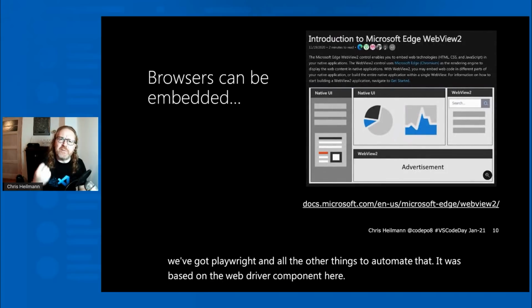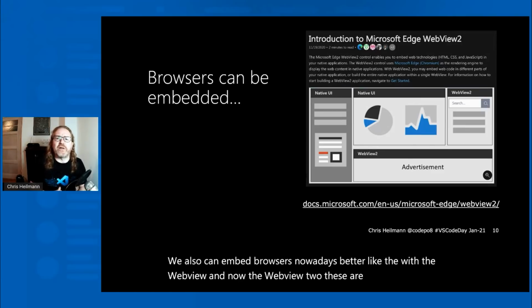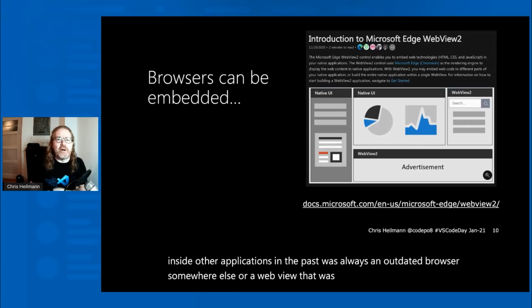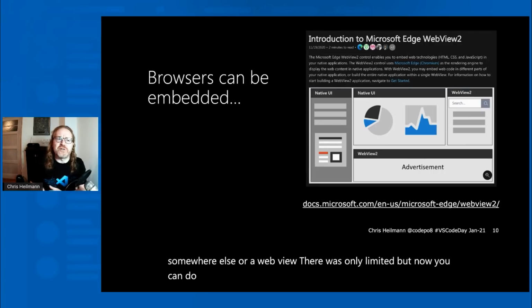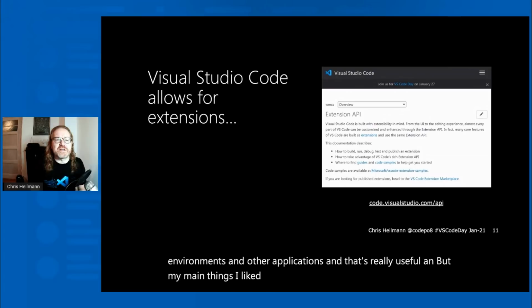We also can embed browsers nowadays better, like with the WebView and now the WebView 2. These are evergreen browsers inside other applications. In the past, it was always an outdated browser somewhere else or a WebView that was only limited. But now you can do the whole thing that the browser does inside other environments and other applications, and that's really useful. And one of my main things that I liked about Visual Studio Code is that it's extensible.